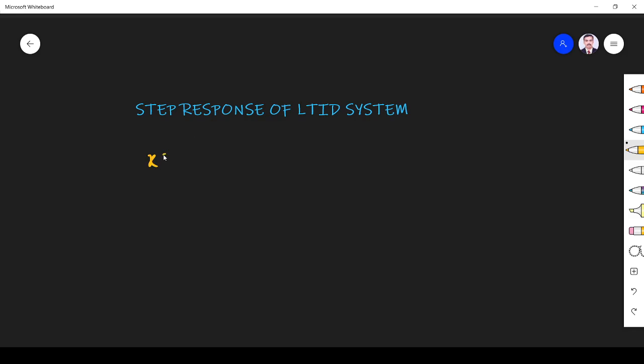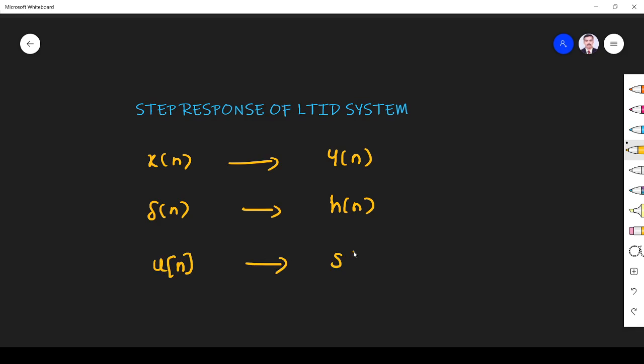What is impulse response? Right, we have input x of n and output y of n. When the input is delta of n, what we get in the output is the impulse response h of n. Similarly, impulse response means we have given the impulse signal as the input. For step response, we have to give the step signal as the input. What we get at the output is the step response s of n.